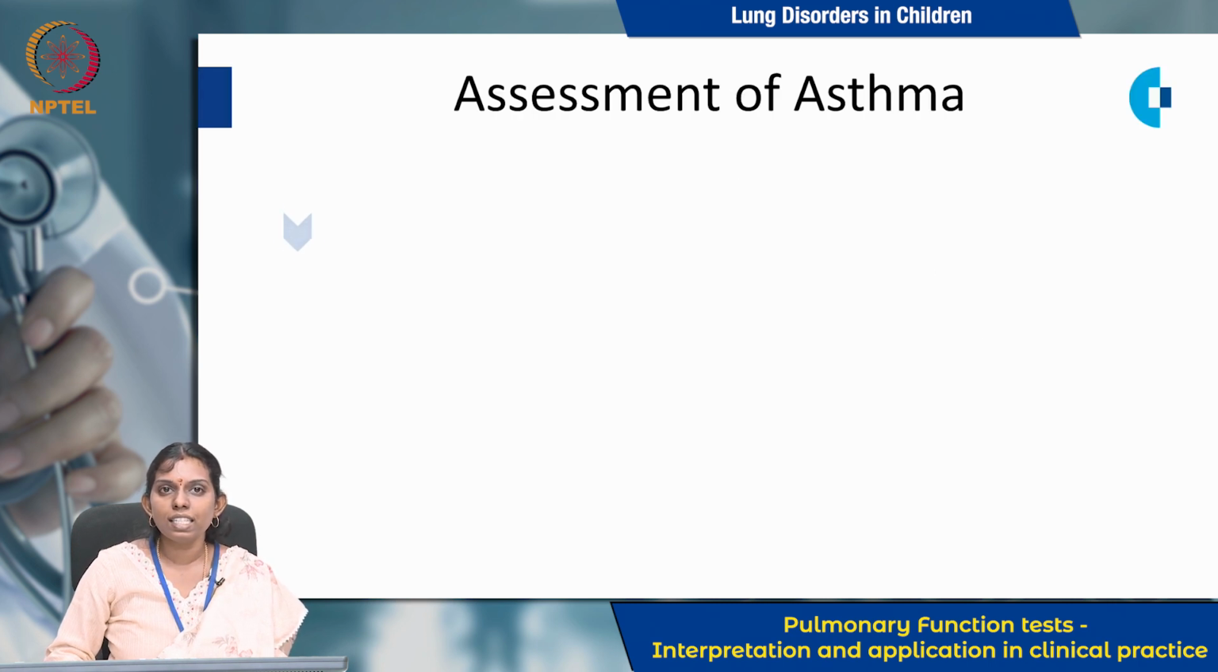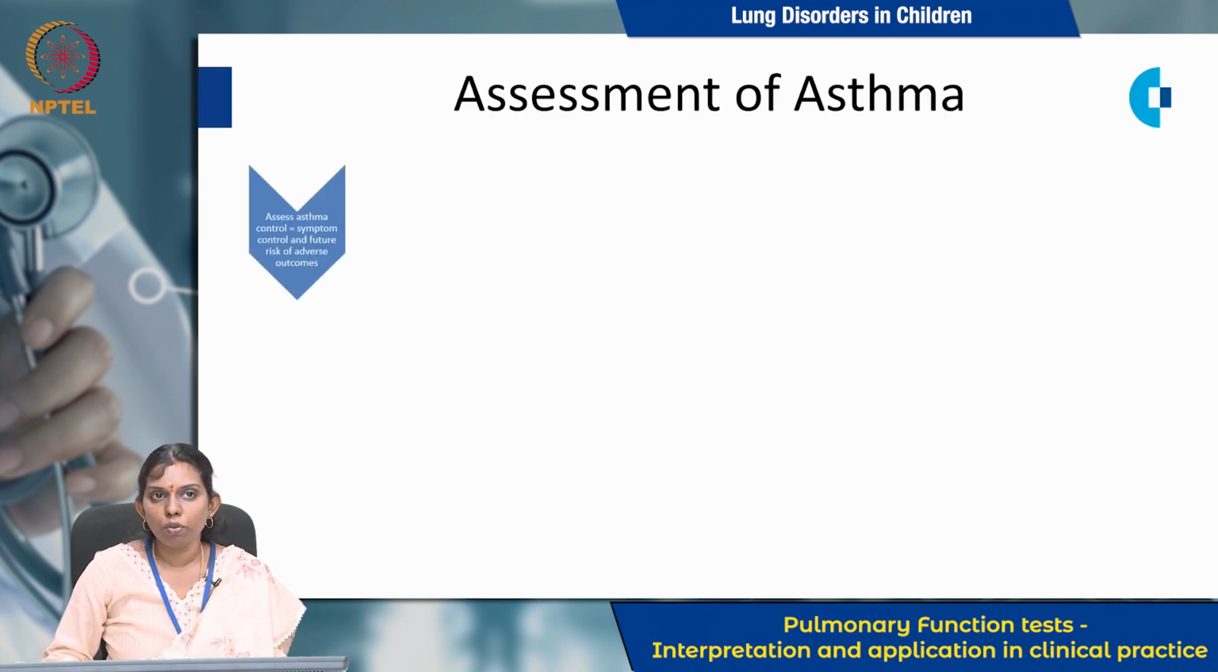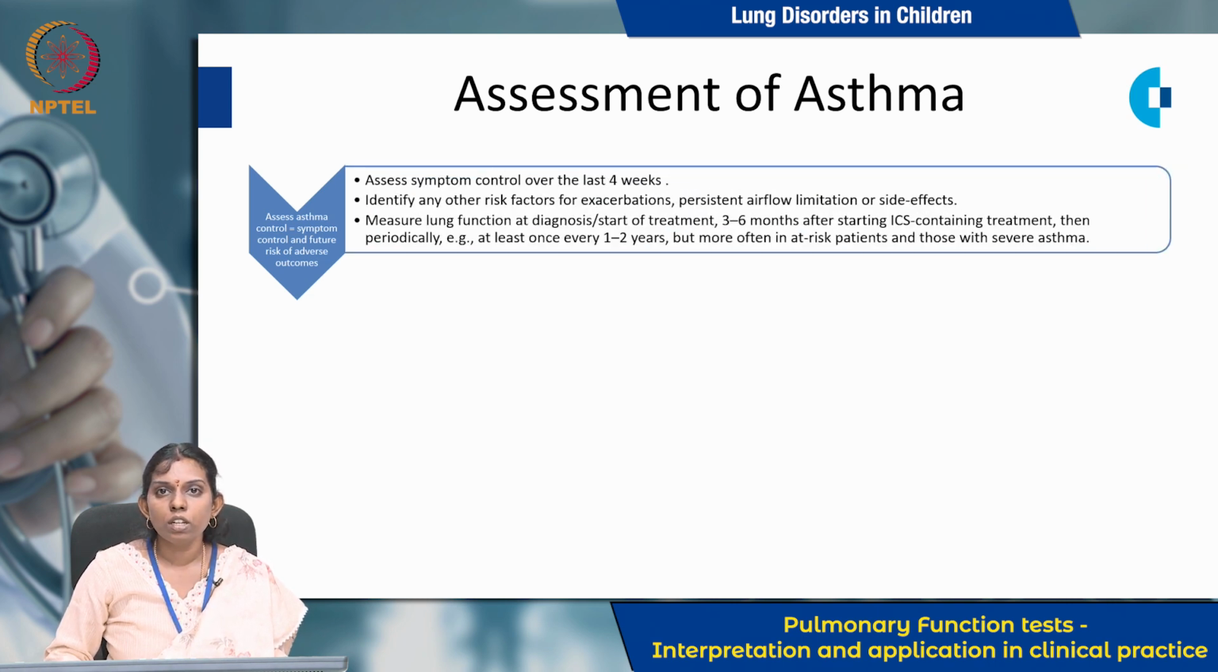So, how do we assess asthma? Coming on to the assessment of asthma, first we assess the asthma control. How do we assess? It is usually done over the last 4 weeks. How many episodes of cough or wheezing did the child have in the past 4 weeks? How was the risk factor? Was there any risk factor which had exacerbated the asthma?